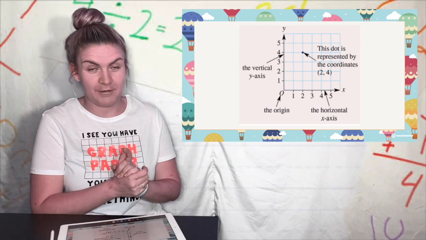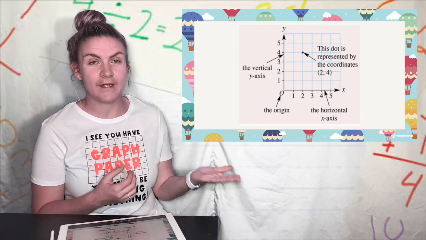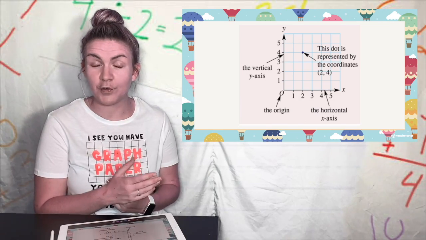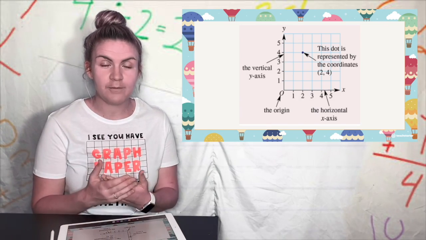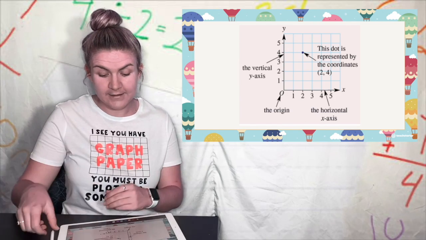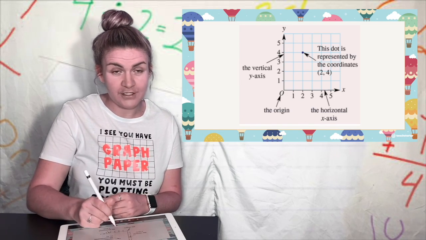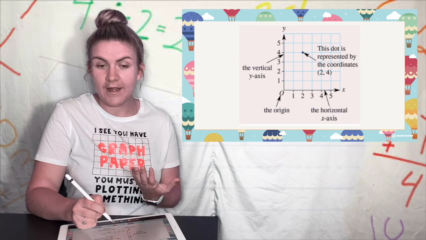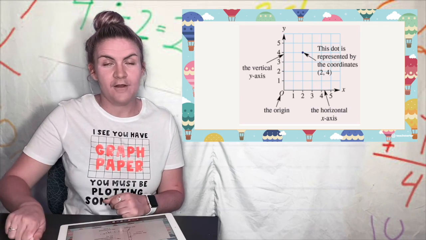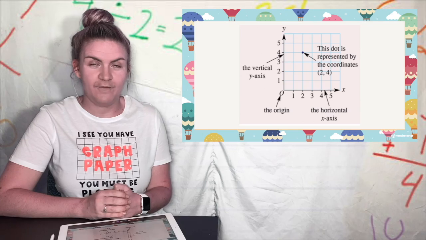Here is a good summary. We have our origin, we have our x-axis, y-axis, and we have this coordinate (2, 4). 2 meaning along the x-axis, so it's 2 away from the origin, and then 4 is the y, so that's why it's 4 up on the vertical axis, 4 away from the origin.